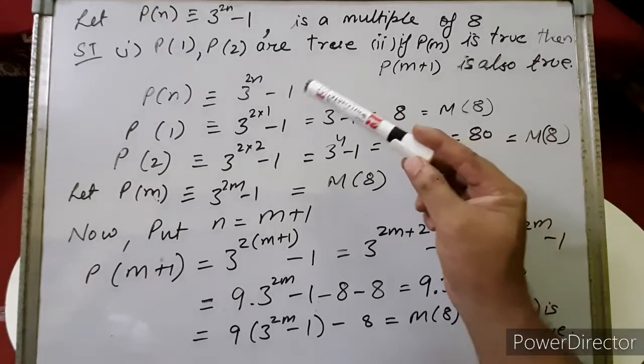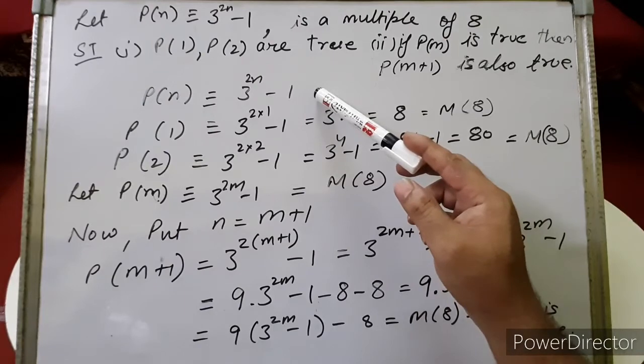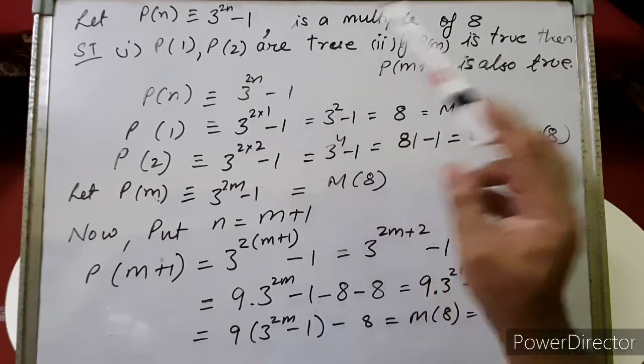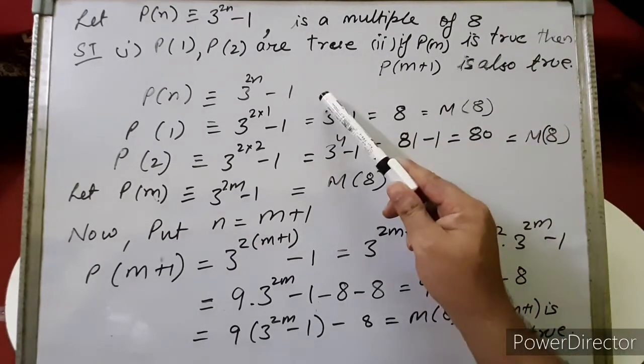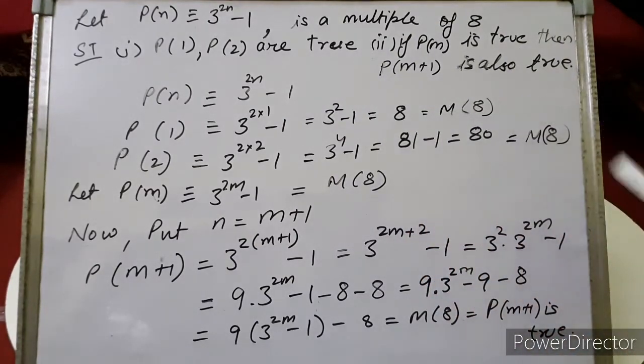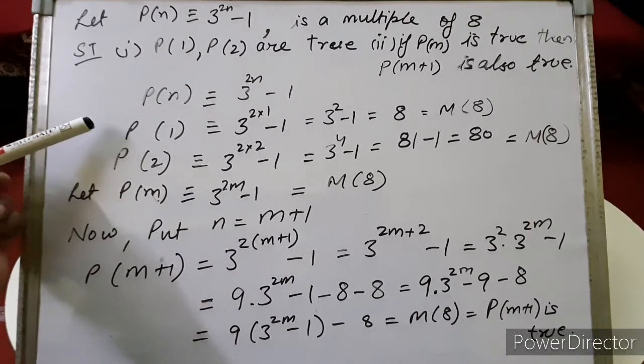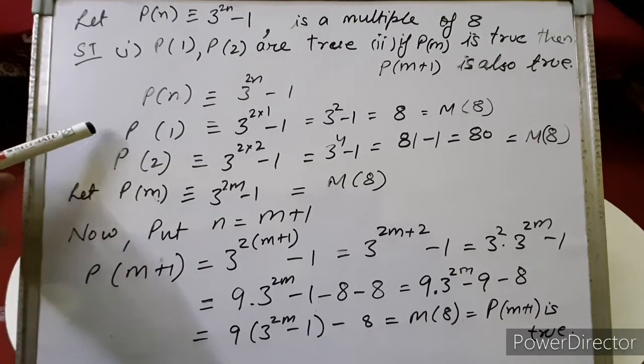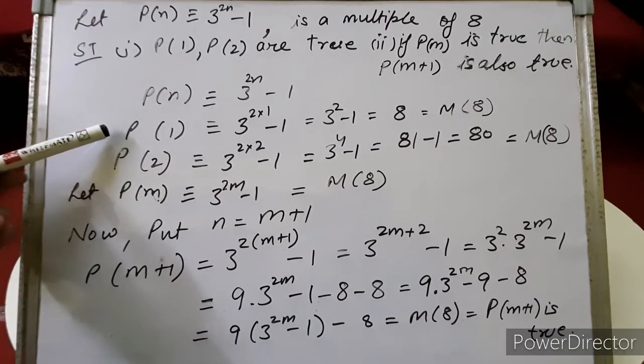Now here it is given that Pn is equal to 3 to the power 2n minus 1. Right? This is equivalent to Pn. Now when we put n equals 1 here, what will we get? 3 to the power 2 into 1 minus 1, and it will become 3 square minus 1. 3 square is 9, 9 minus 1 is 8, and 8 is a multiple of 8. We all know that, right? So it is true for n equals 1.